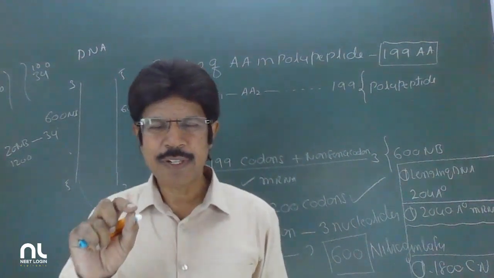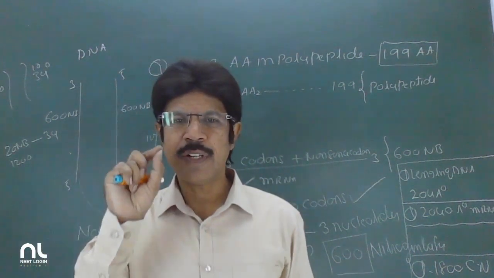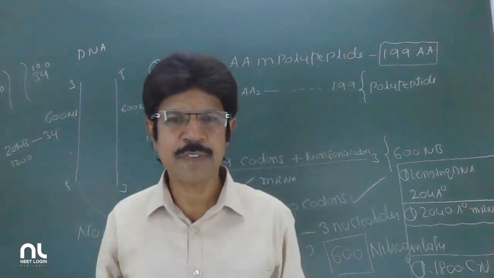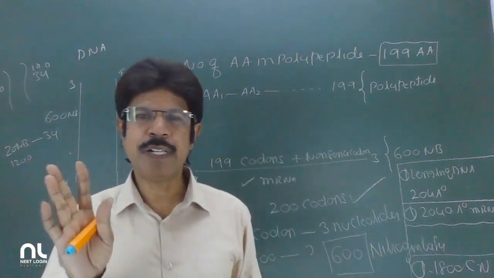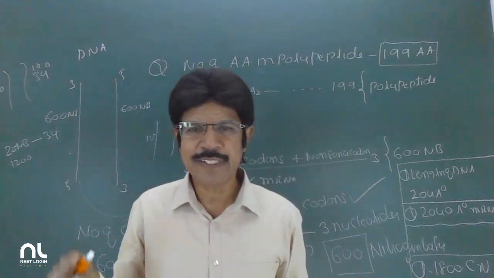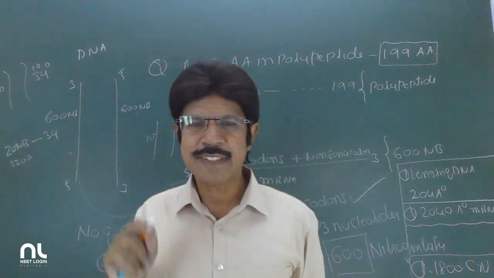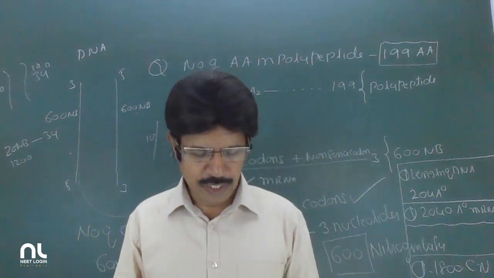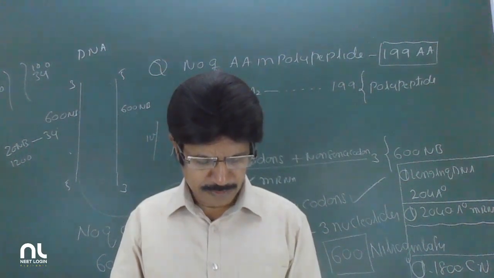So we have to consider the nonsense codon, the terminating codon, because the polypeptide chain is set free only after completion of translation. Translation is terminated by the nonsense codons UAA, UAG or UGA.